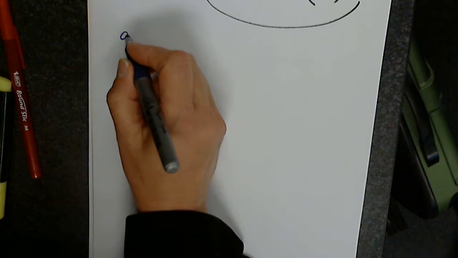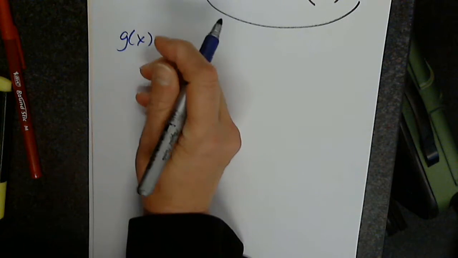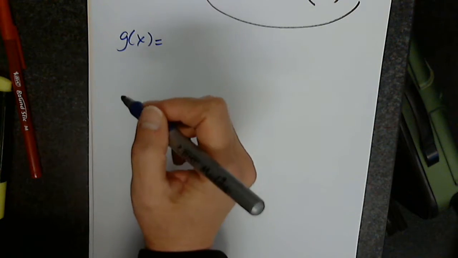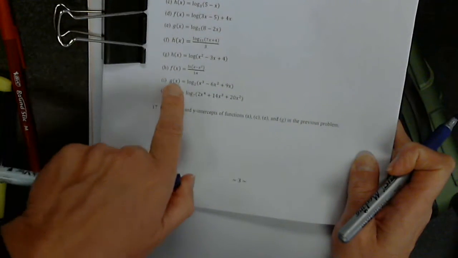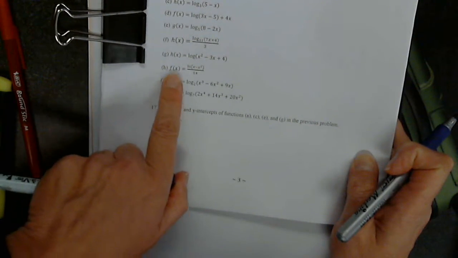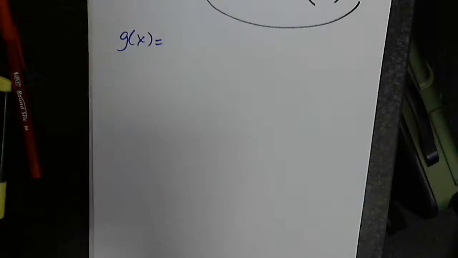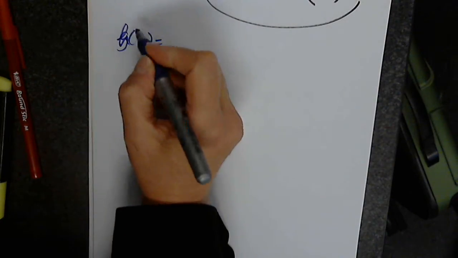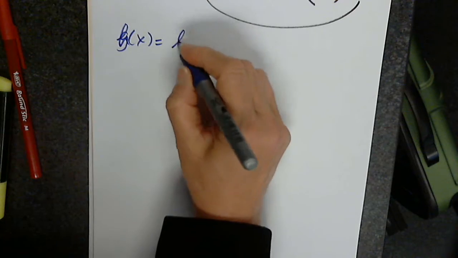So we have g of x. Oh, you said G. I'm sorry. You said G or J. For some reason, I looked at J. I looked at this G. So do you want this one? Okay, perfect. H of x. Not that it matters. The name doesn't matter.